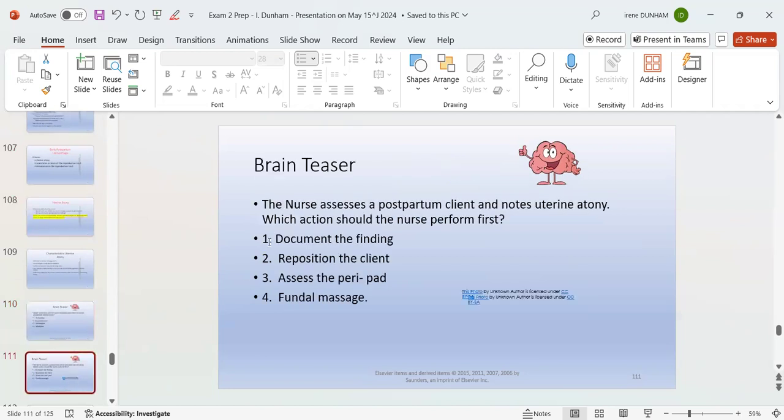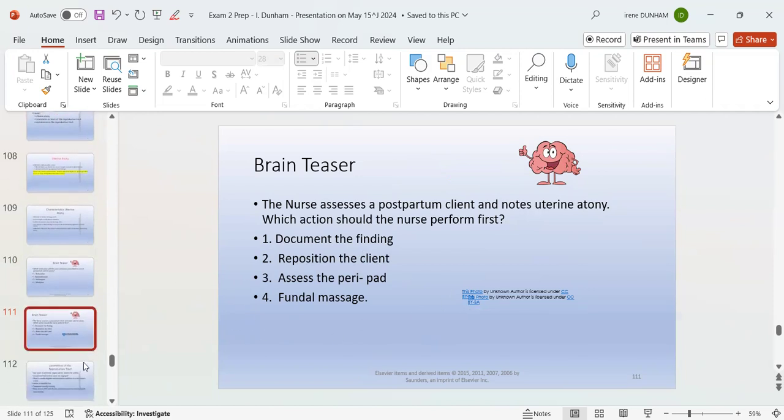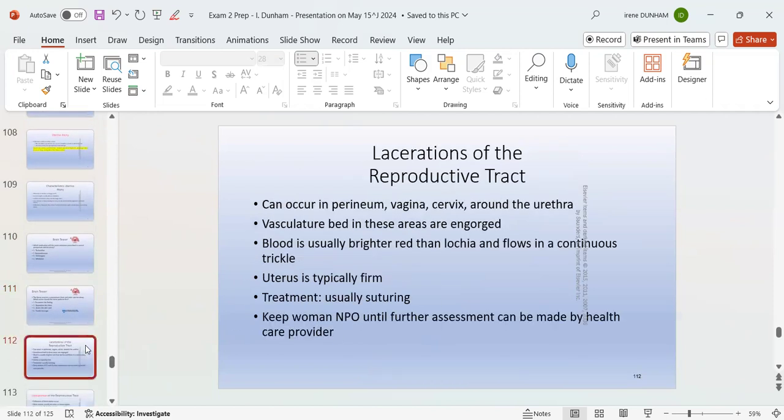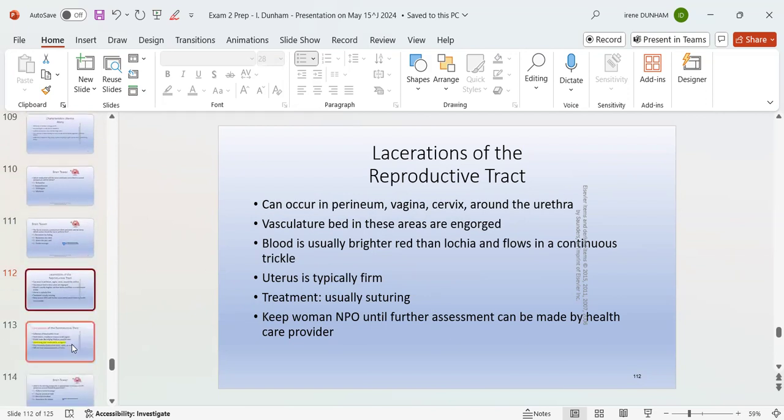The nurse assesses a postpartum client and notices uterine atony. Which action should the nurse perform first? Number 4. Yeah, massage that fundus. I talked about lacerations like a trickle of blood. And whenever you find that you have something abnormal going on, you always want to keep your patient NPO, because you never know when she's going to go back for surgery.